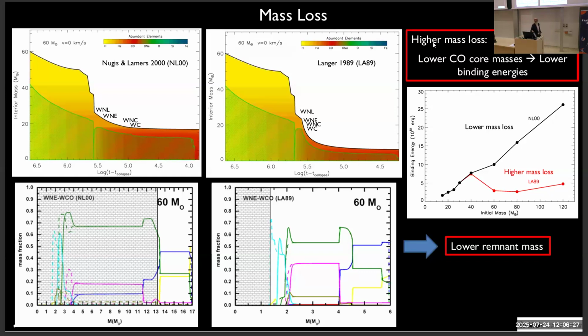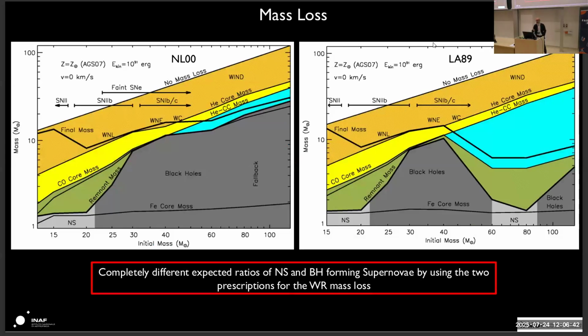In one case, for a more efficient mass loss, we expect a smaller remnant. For the lower mass loss, we expect a larger remnant. And both these prescriptions are within the uncertainties. So we may have two different scenarios: one in which stars above, let's say, 20 solar masses produce black holes, or another in which we have an island of mass that produces black holes and an island of mass, even massive, that produces neutron stars, and so on.